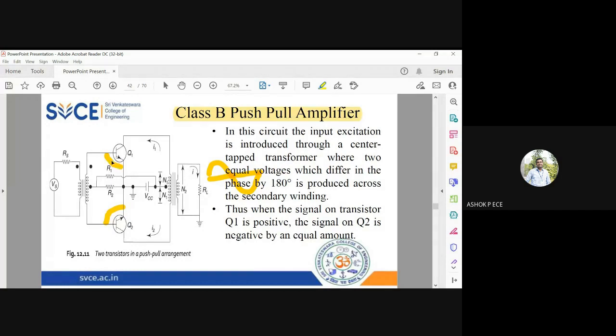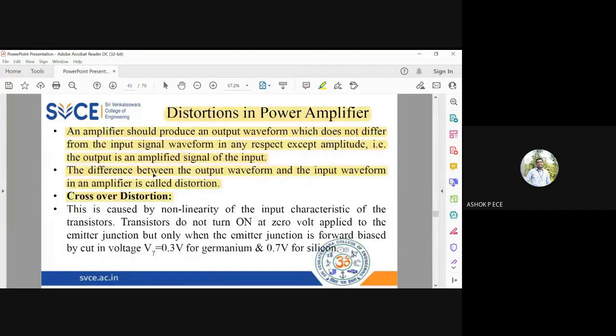Cut-in voltage is 0.3 for germanium and 0.7 for silicon, right? So as long as the input signal is less than this cut-in voltage, the transistor will not work. It will work only after 0.7 volt for silicon and 0.3 volt for germanium. So till then, the transistors will not work. The distortion happening because of this phenomenon is called crossover distortion.